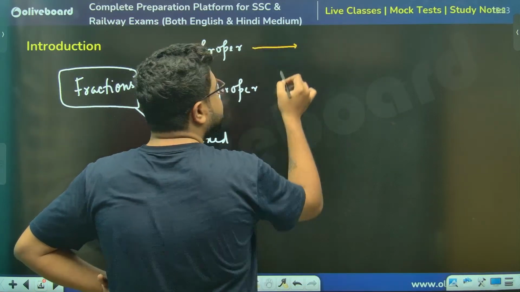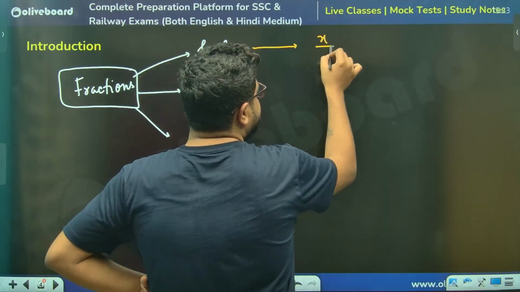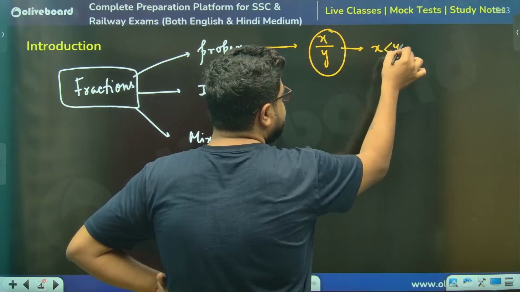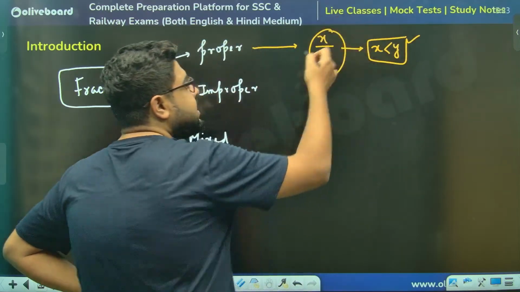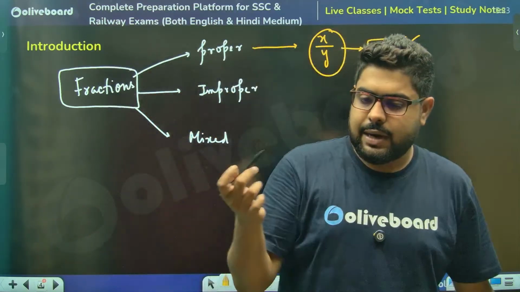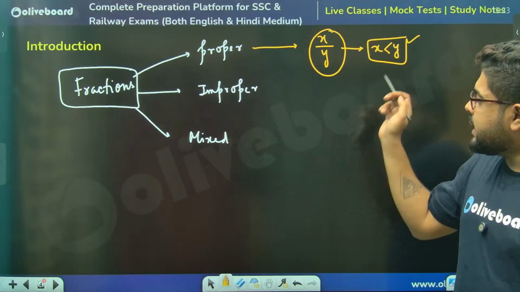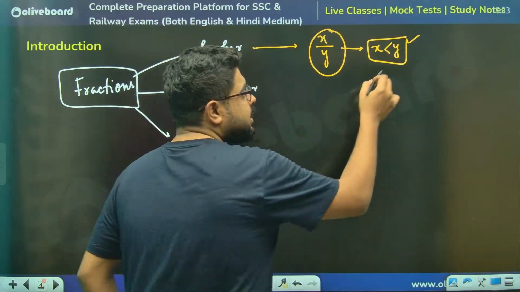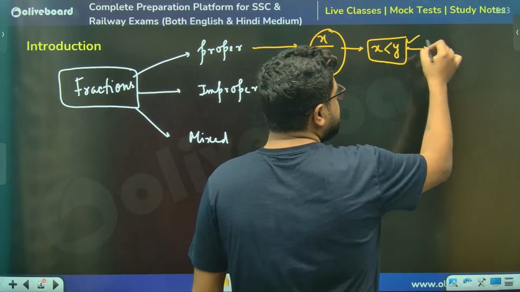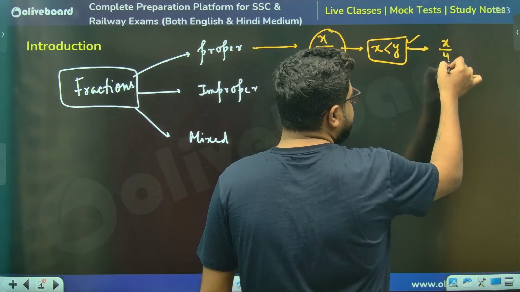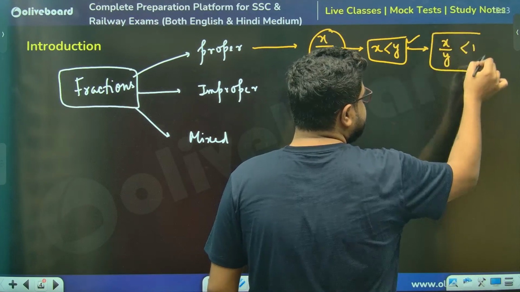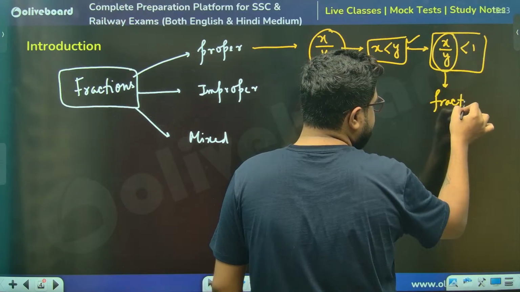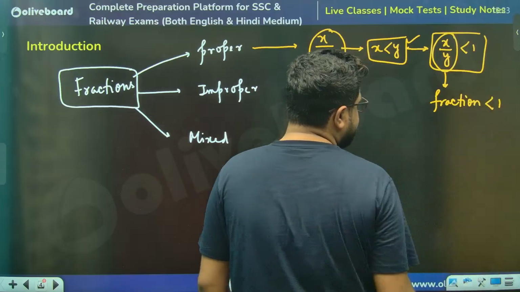What is a proper fraction? Say there is a fraction x by y, and x is always less than y, meaning the denominator is bigger and the numerator is smaller. The lower one is bigger, the upper one is smaller. These situations we call proper fractions. Always remember, if x is less than y, then x by y is less than 1. So any proper fraction will always be less than 1.